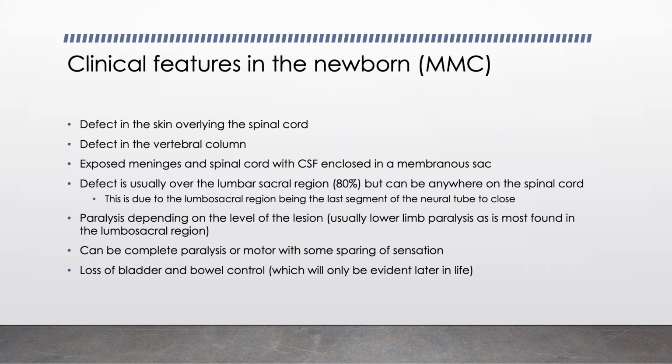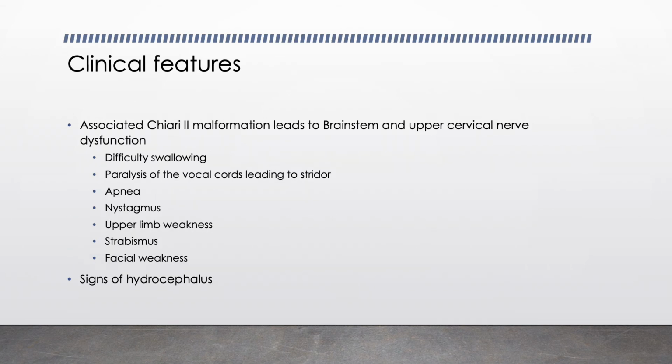There can also be paralysis depending on the level of the lesion. It can be complete paralysis or motor with some sparing in sensation. There can also be loss of bladder and bowel control, which will be evident later on in life. So if the MMC is associated with Chiari-2 malformation, it leads to brainstem and upper cervical nerve dysfunction. So this will present in the form of difficulty swallowing, paralysis of the vocal cords leading to stridor, apnea, nystagmus, upper limb weakness, strabismus, and facial weakness. These babies can also have signs of hydrocephalus.